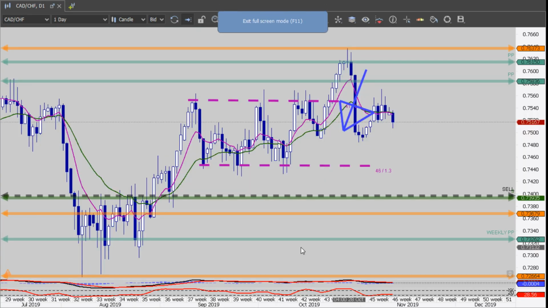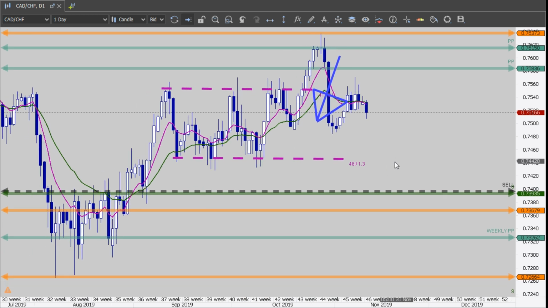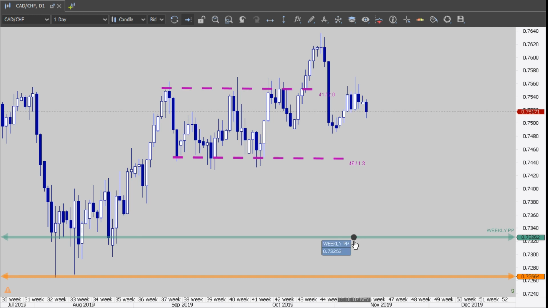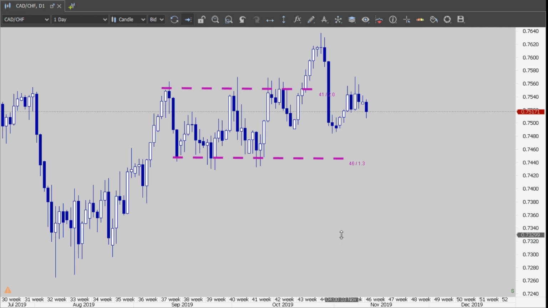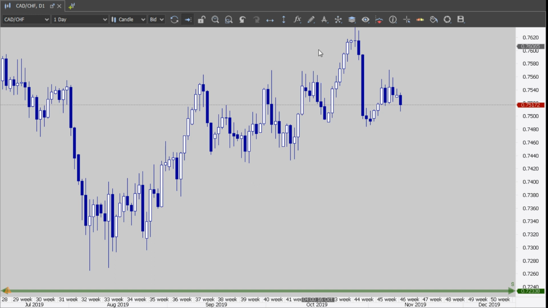Let's check the daily. Close the indicators, delete, delete. So we were in a sideways channel, a sideways movement. The market broke out of this sideways channel. So we are here right now.